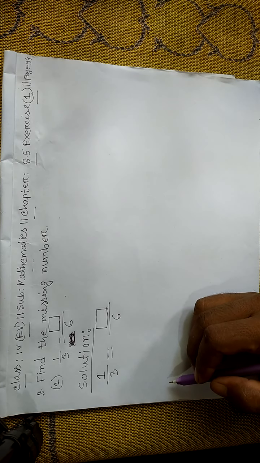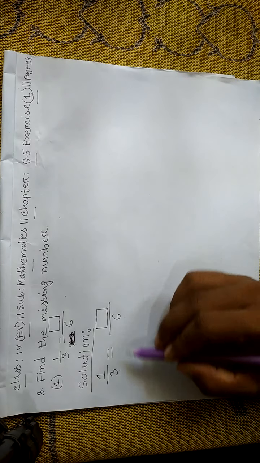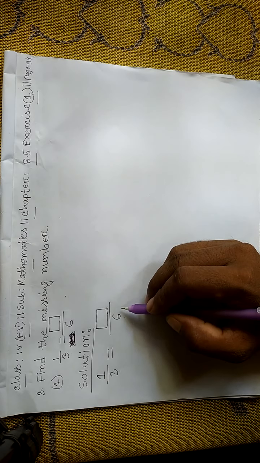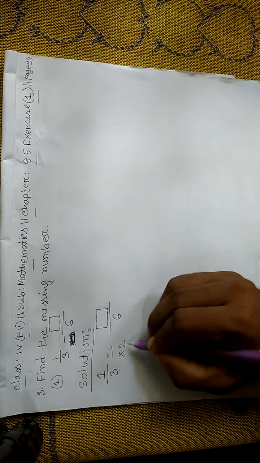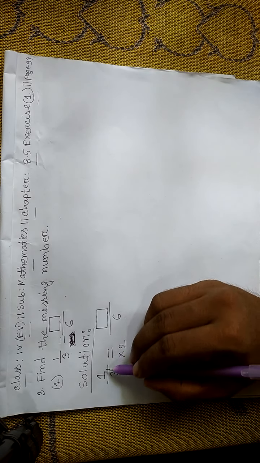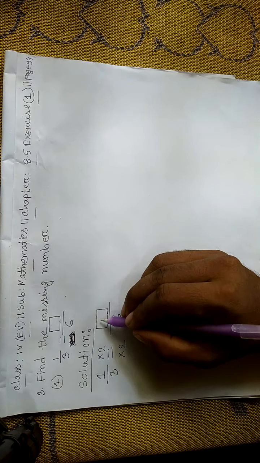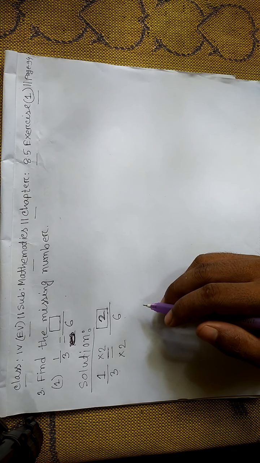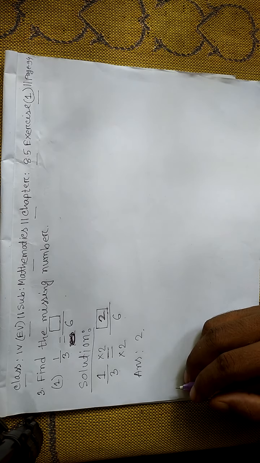See the question. Dear student, first follow both side denominators. Left side, right side. Left side denominator 3, right side denominator 6. If we multiply 3 by 2 equals 6, then numerator 1, so 1 multiply 2 equals 2. So the missing number in the box is 2. So answer 2.